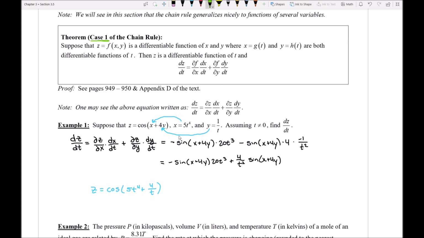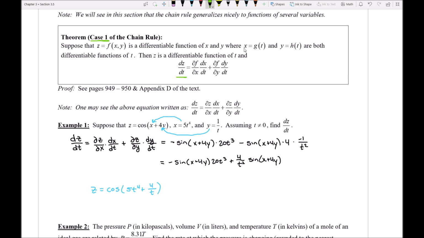This is why, when we looked at example 1, we saw that if we plugged in the formulas for x and y, we could essentially rewrite z as a formula with only a single variable. And this is what actually allowed us to compute something like dz/dt, not a partial derivative here, but notice a full derivative. However, that might not always be possible.